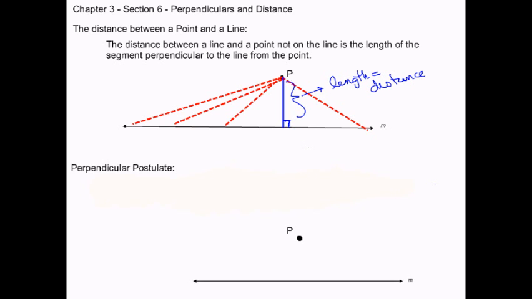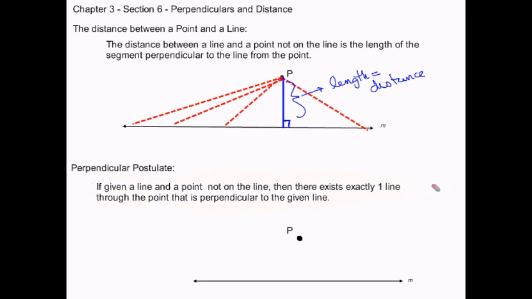And this works together with the perpendicular postulate to give us some more things that we can do. The perpendicular postulate tells us that if you're given a line and a point not on the line, there exists exactly one line, so only one, through the point that is perpendicular to that line. So again, we can have, in essence, an infinite number of lines that will go through this point and this other line.